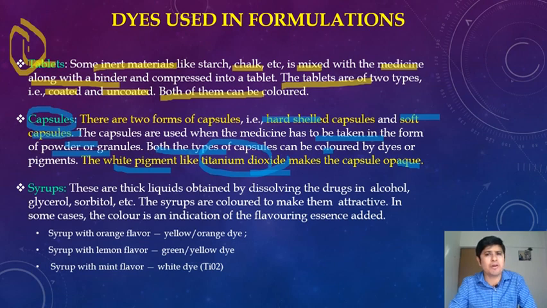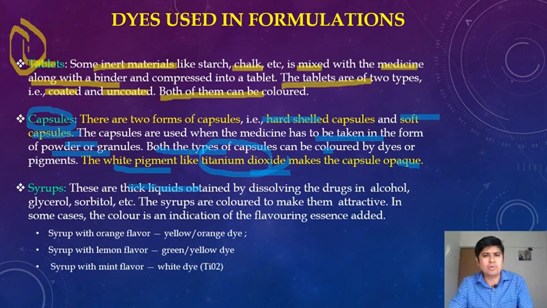Next, the third type of formulation is syrup. These are thick liquids. You may see a syrup which is used for cough, a syrup which is used for cold. Like Benadryl, which is used as a cough syrup. Then phenylephrine hydrochloride we can use as a cold syrup. So these syrups are mostly thick liquids.